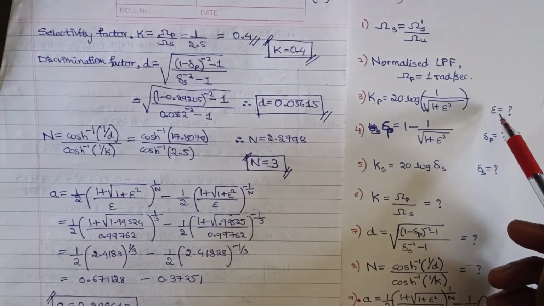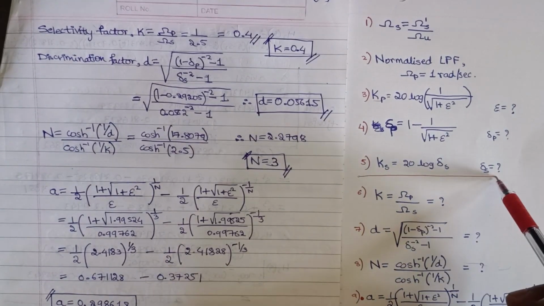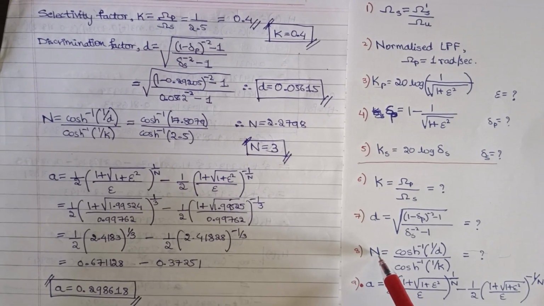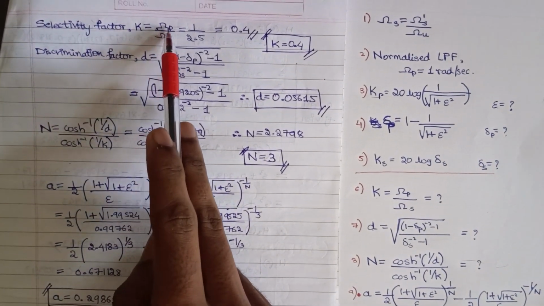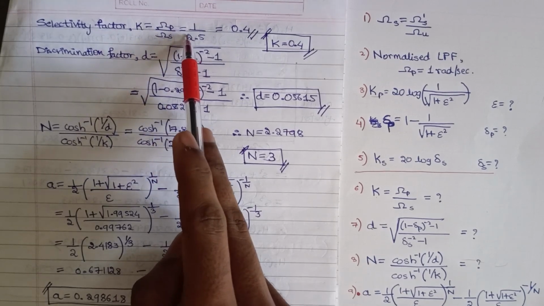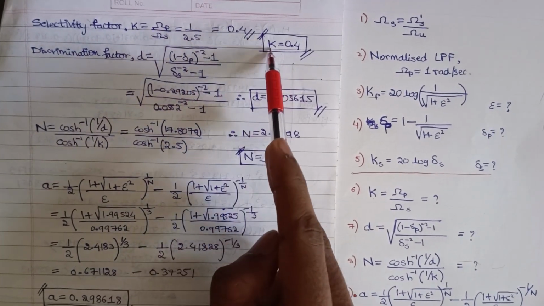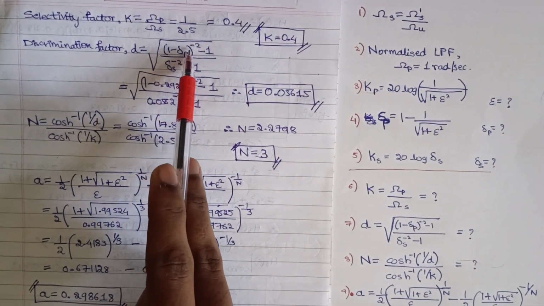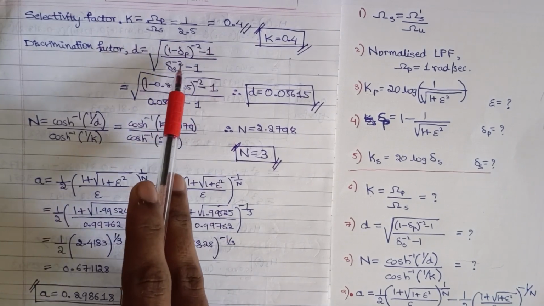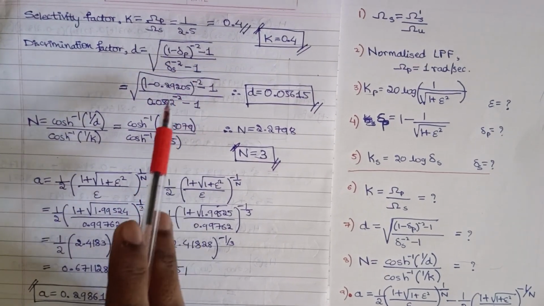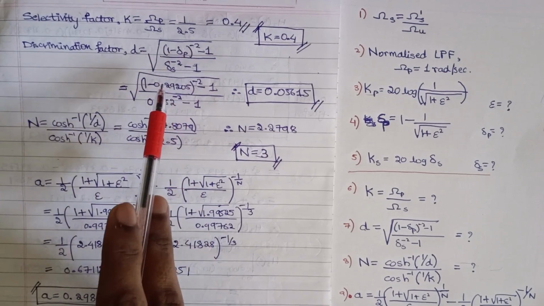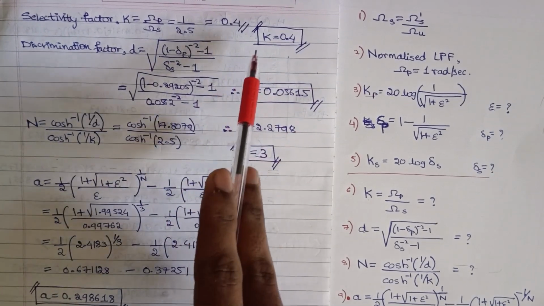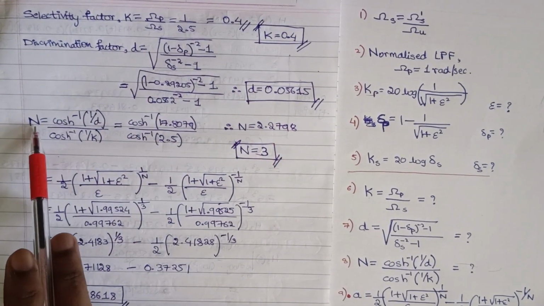After finding the values of epsilon, delta P and delta S, we have to find selectivity factor K, discrimination factor D, and order of the filter N. To find K, we have the formula omega P divided by omega S is equal to 1 divided by 2.5, which is K is equal to 0.4. Discrimination factor D is given by (1 minus delta P) whole power minus 2 minus 1 divided by delta S whole power minus 2 minus 1. Substituting the values of delta P and delta S, we get D is equal to 0.05615.